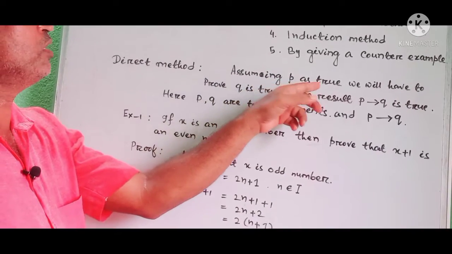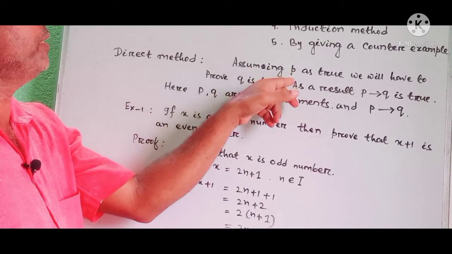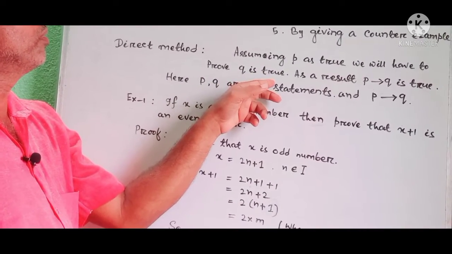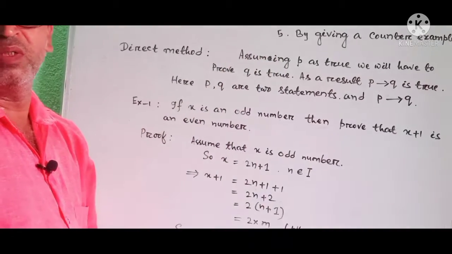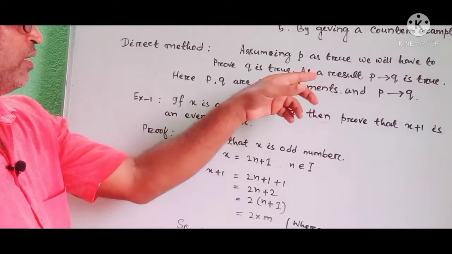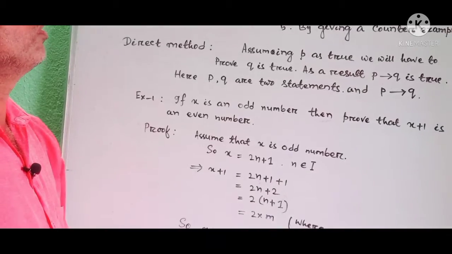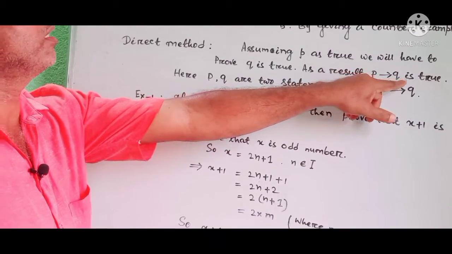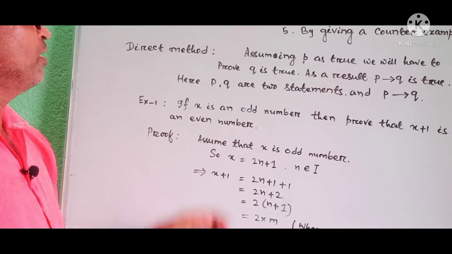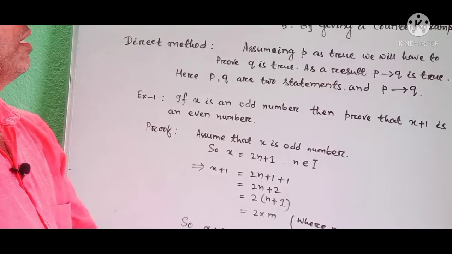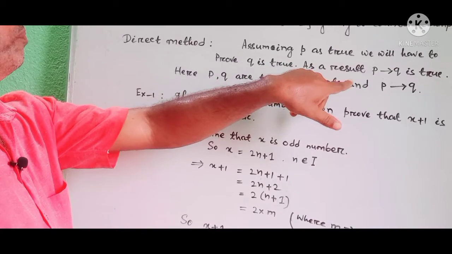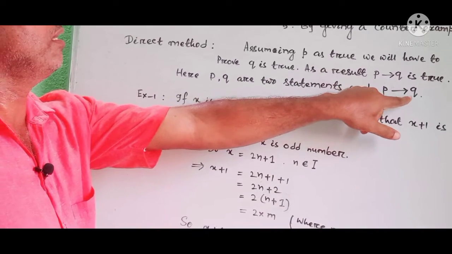Assuming P as true, we will have to prove Q is true. Taking P as true, we will have to show the statement Q is true. As a result, we will get P conditional Q is true. That means our statement will be proved. Here P and Q are two statements, and the composite statement is given like this: P conditional Q.